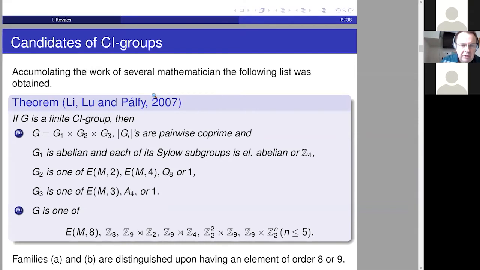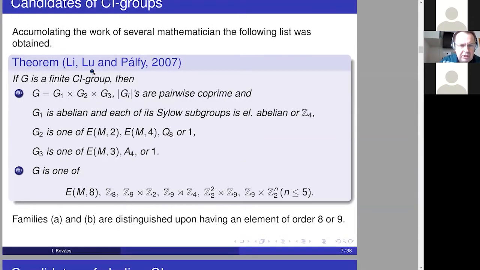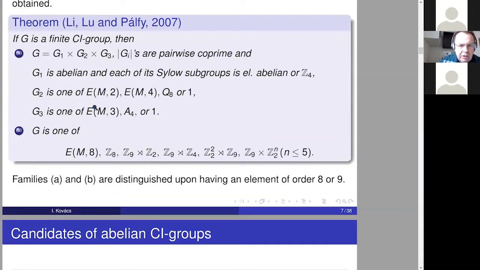or was proved by Ping-Jing Lu and Peter Palfi. So if G is a finite CI group, then it follows that G is a direct product of three groups of pairwise coprime order, where G1 is abelian with Sylow subgroups elementary abelian or Z4, G2 is one of these non-abelian groups or the trivial group, and G3 is one of these non-abelian groups or the trivial group. So this is quaternion, this is just the alternating group.